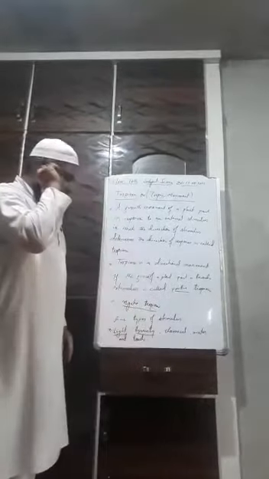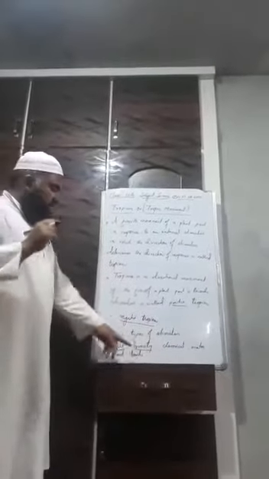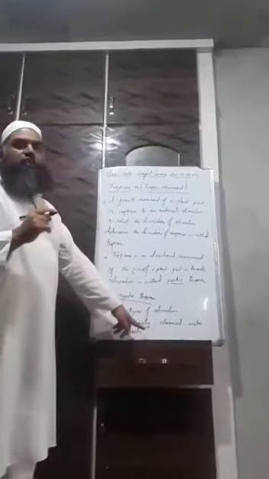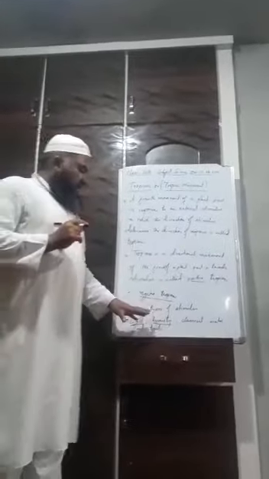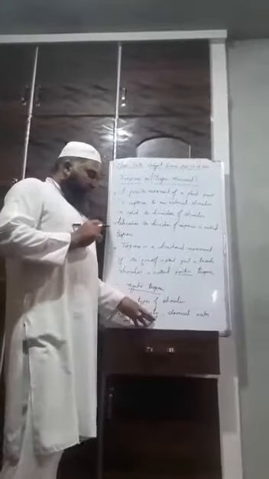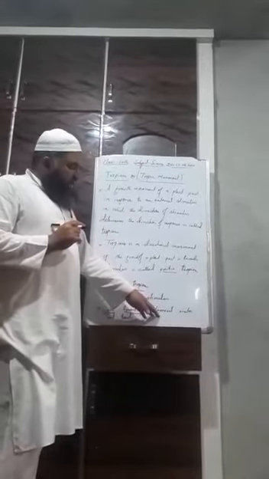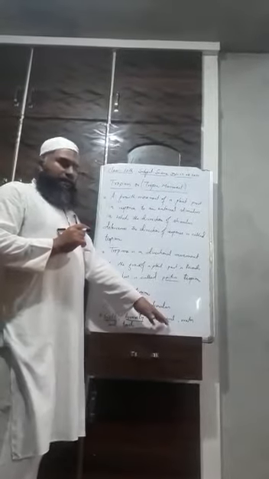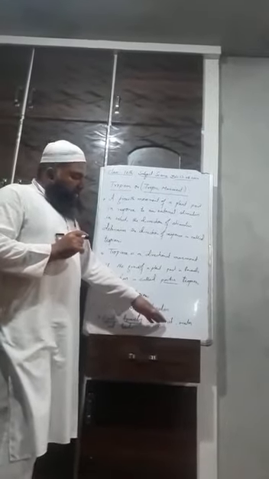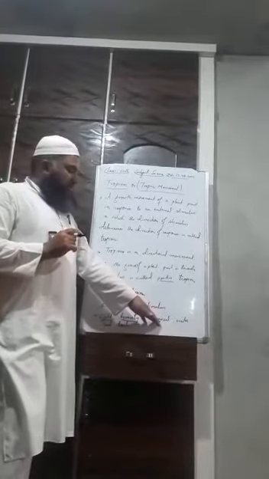And when the stimulus is in the form of gravity, the tropism is called geotropism. Geo means earth, gravity. And the third is the chemical. When the stimulus is in the form of a chemical, the tropism is called chemotropism.